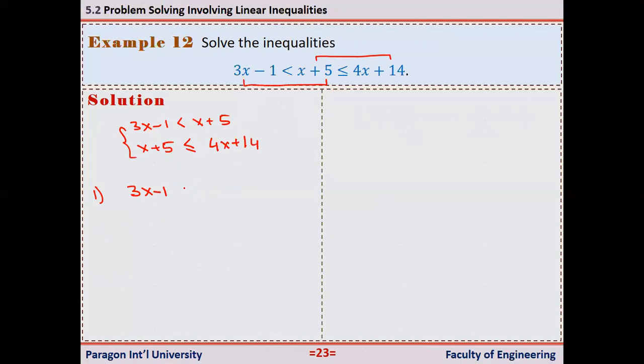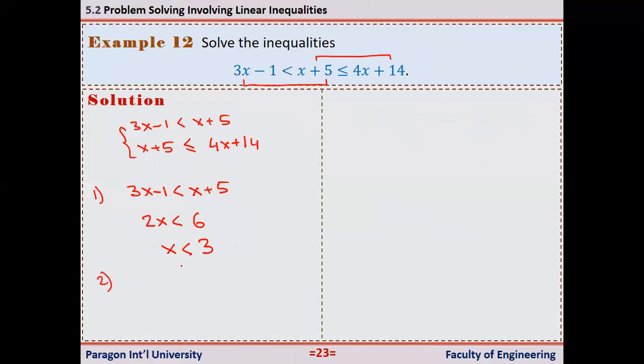3x minus 1 is less than x plus 5, right? And take x to the left-hand side. Here we have 2x less than 5 plus 1. That is 6. So x is less than 3.